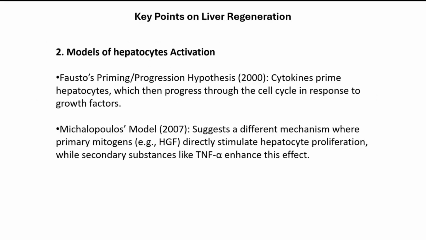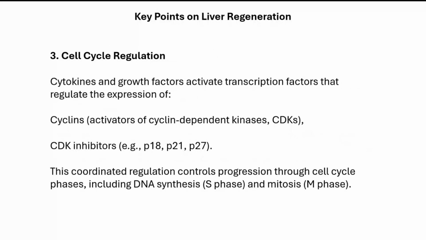There are two models of hepatocyte activation: Fausto's priming and progression hypothesis, where cytokines prime hepatocytes, which then progress through the cell cycle in response to growth factors. Whereas Michalopoulos's model suggests a different mechanism, where primary mitogens, the growth factors, directly stimulate hepatocyte proliferation, while secondary substances like TNF alpha enhance this effect.